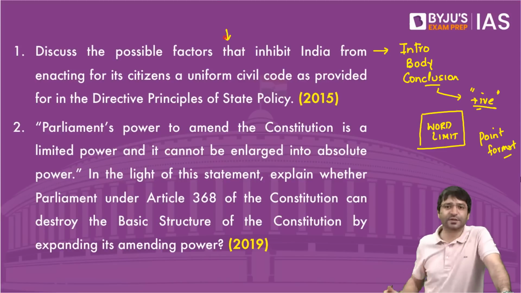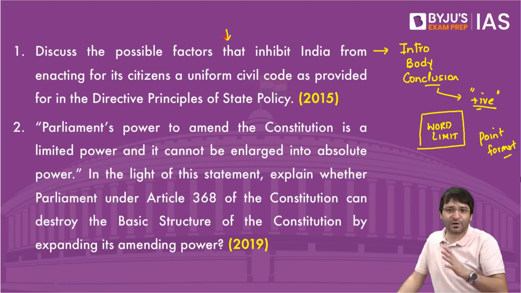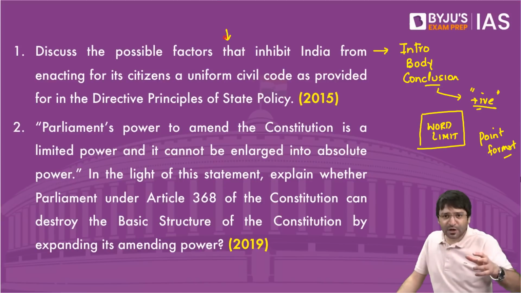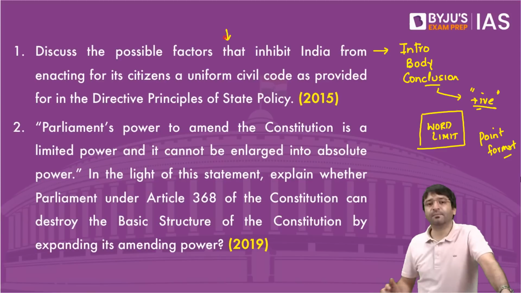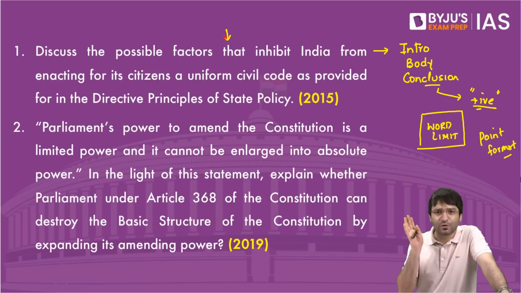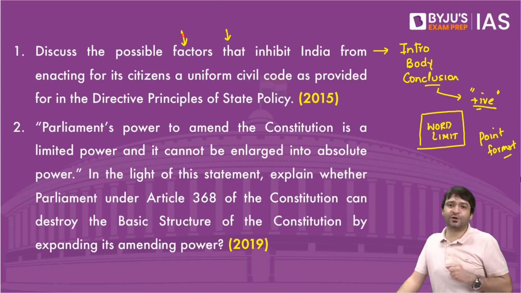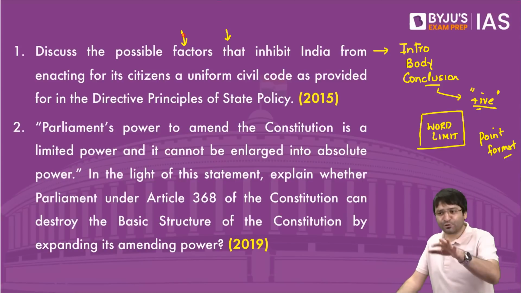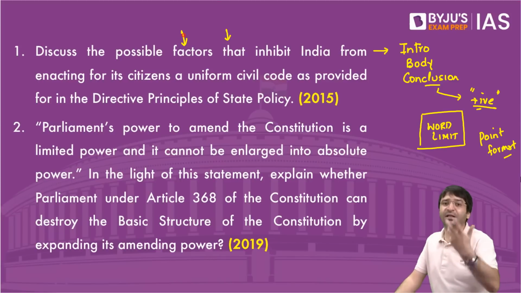This is your introduction. Now, you don't have to mention what is a criminal law, what is a civil law, how there is commonality in the criminal law, how there is no commonality in the civil laws, how, for example, we need to have more and more reforms in our personal laws. You don't have to mention that. You don't have to even mention the definition of uniform civil code. Why? Because that is not what the question is asking you. Discuss the possible factors that inhibit the state from enacting a uniform civil code. Because the examiner knows that you know what a uniform civil code is. Now, please tell me what are the factors that have prevented the state from enacting a uniform civil code.